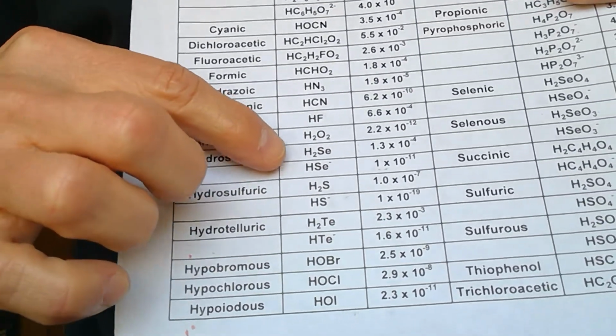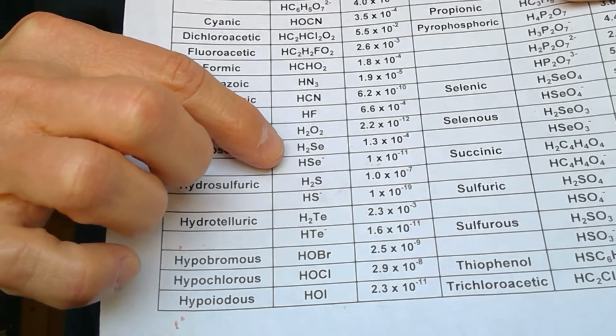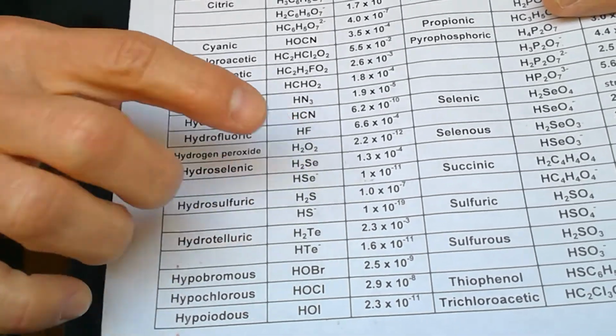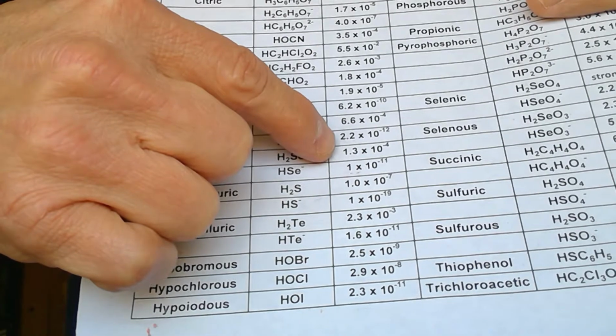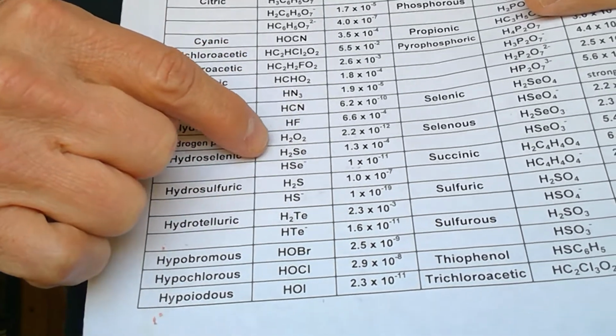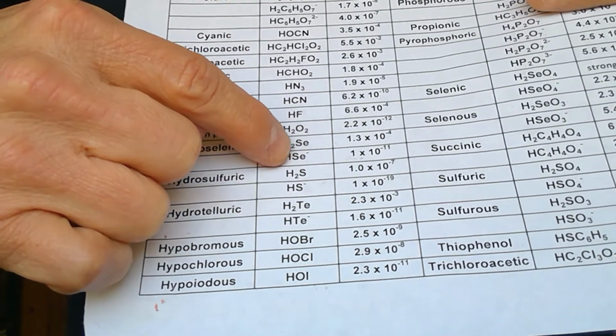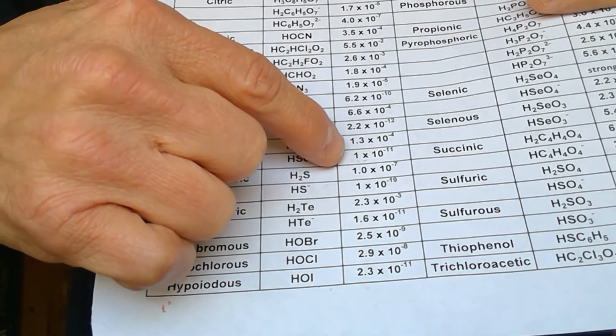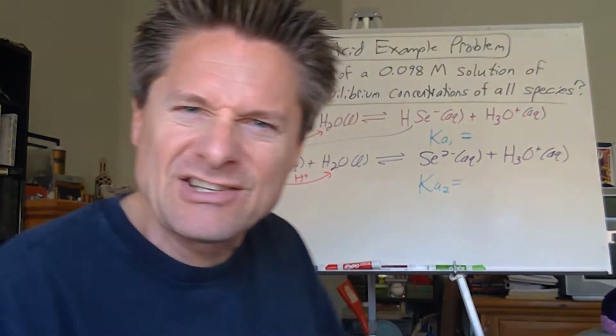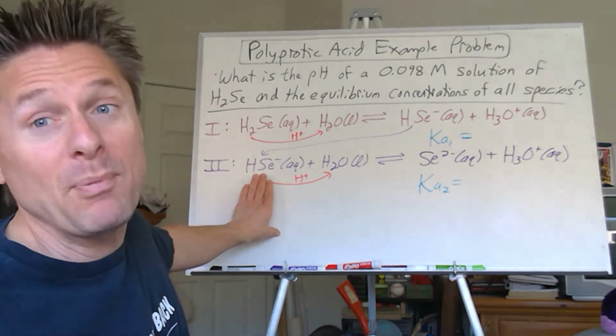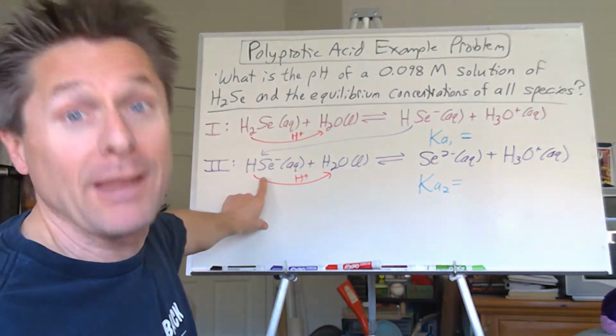Hydroselenic acid, H2Se. Ka1 is 1.3 times 10 to the minus 4. And then for HSe minus, the Ka2 is 1 times 10 to the minus 11th. Huge difference, like 7 orders of magnitude. That's wimpy. This is wimpy, but that's supremely wimpy.